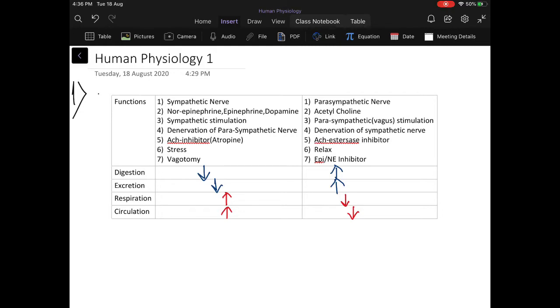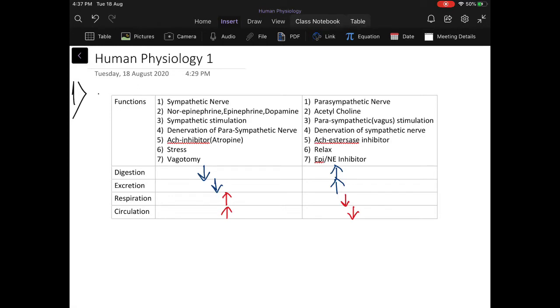And on the right hand column, we will write the exact opposite of the same 7 topics. First is parasympathetic nerve, second is acetylcholine, that acts just opposite to the 3 drugs epinephrine, dopamine and norepinephrine, in almost all aspects. Number 3 is parasympathetic stimulation, which is also vagus nerve stimulation. Number 4 is denervation of sympathetic nerve. Number 5 is acetylcholinesterase inhibitor, which works just opposite to atropine. Number 6 is the relaxed state, opposite to stress. Number 7 is epinephrine and norepinephrine inhibitor.